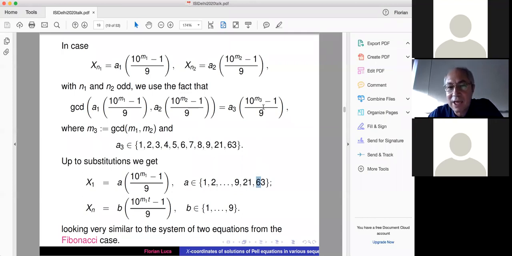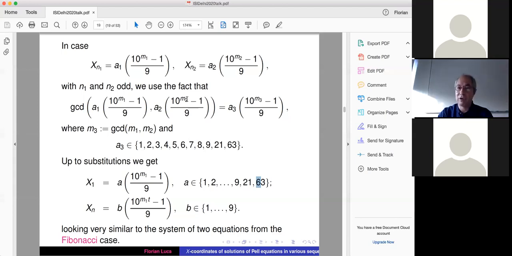Once you've seen something like that, you probably can prove it. And the way you prove it, you look at the GCD of 10 to the m1 minus 1 over 9 and 10 to the m2 minus 1 over 9, and that's the number over here. And then you have a1, a2, and you can take some GCD of them. But where do you get, for example, 21? It sometimes happens that both m1 and m2 are multiples of 3. And then when you divide m1 by the GCD of m1 and m2, and m2 by the GCD of m1 and m2, one of them can still be a multiple of 3.